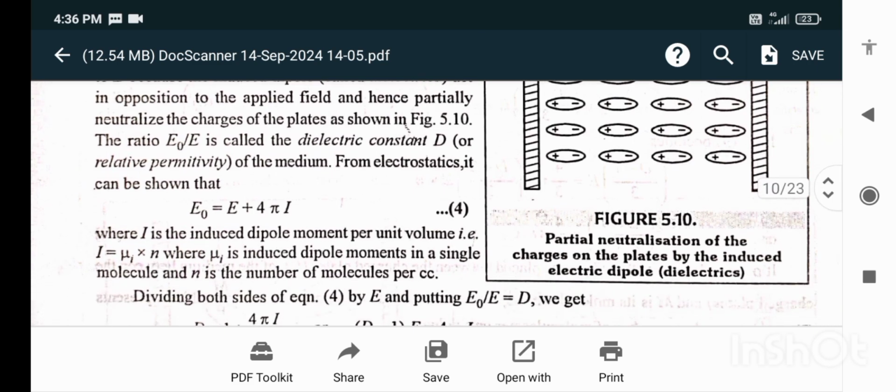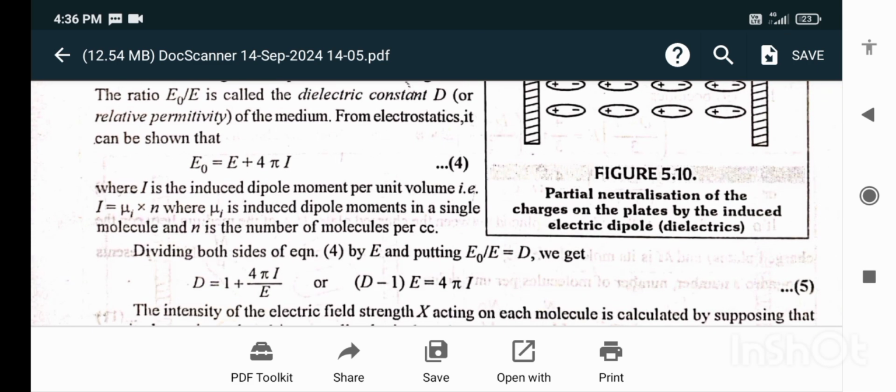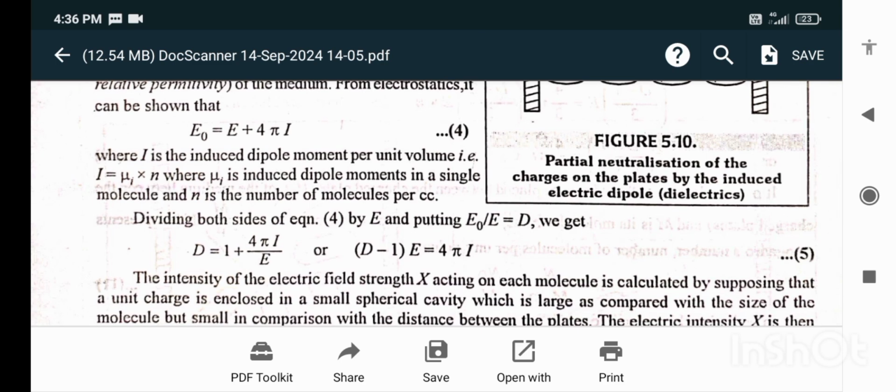From electrostatics, it can be shown that E naught is equal to E plus 4 pi I, where I is the induced dipole moment per unit volume. I is equal to mu I into n, where mu I is the induced dipole moment of a single molecule and n is the number of molecules per cubic centimeter. Dividing both sides of equation 4 by E and putting E naught by E equal to D, we get the relation D is equal to 1 plus 4 pi I upon E.